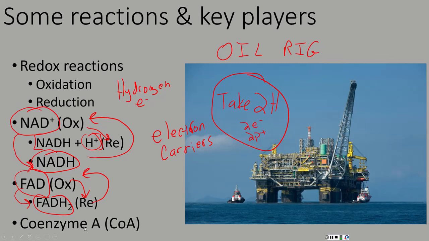One more key player that we're going to see quite a bit in the next lecture is something called coenzyme A, or sometimes it's just abbreviated CoA. Coenzyme A is a molecular chaperone. So what's a chaperone? If someone is chaperoning their son's date, or if they are chaperoning a school dance, what are they doing? They're kind of overseeing something. They're making sure everything is safe. They're making sure everything is okay.